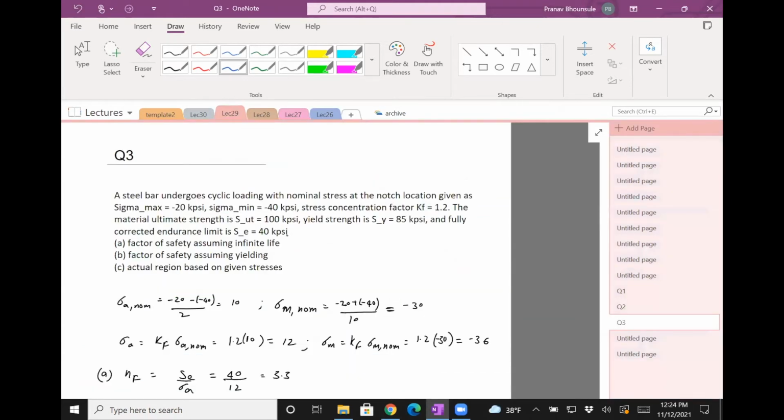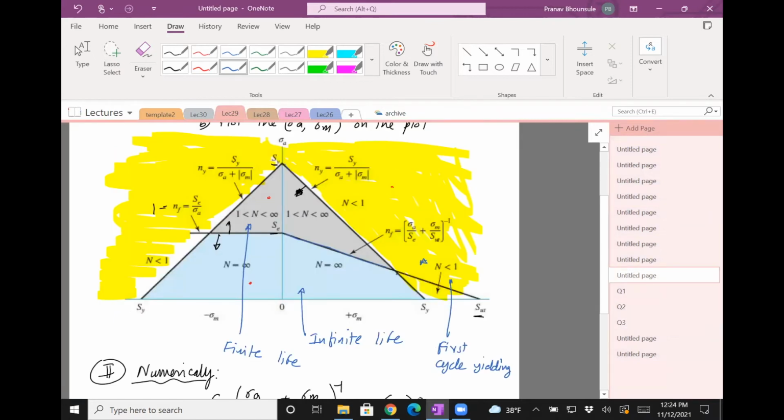So we had this Goodman line, and then we had the yield line, right? And so what happened was, in this region, there was some problem: we saw that the yield line was below the Goodman line, okay? And so we need to make this check with two criteria. We need to check NY and NF. And so what the Soderberg line does is actually connect SE to SY. And when it does so, it uses that.